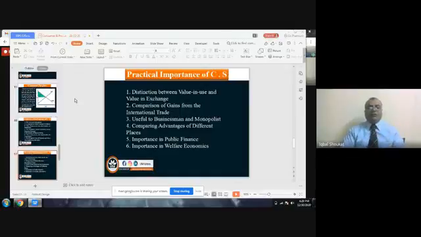The last one is importance in welfare economics. Well being, betterment, better opportunity, because whenever there is consumer surplus, it increases the welfare of the community, the welfare of the consumers, customers. That means this concept is closely relevant to the increase in welfare economics.